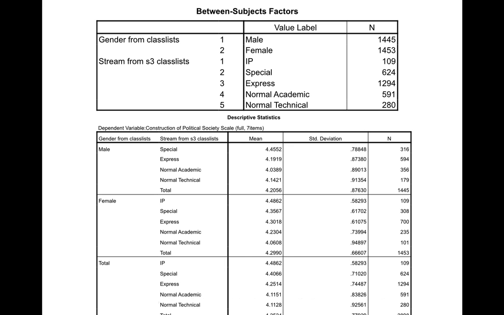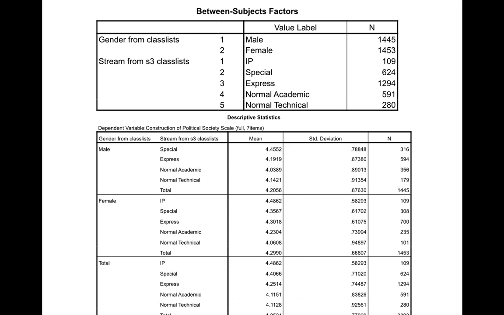In other words, how do different variables interact with each other in terms of the dependent variable? Here what we're testing is gender and the stream that these students, male and female, belong to. The table above shows the respondents: 1445 and 1453 for males and females respectively. According to streams, 109 belong to the integrated program, the highest stream, and 280 belong to the normal technical stream, the lowest program in terms of academic ability.